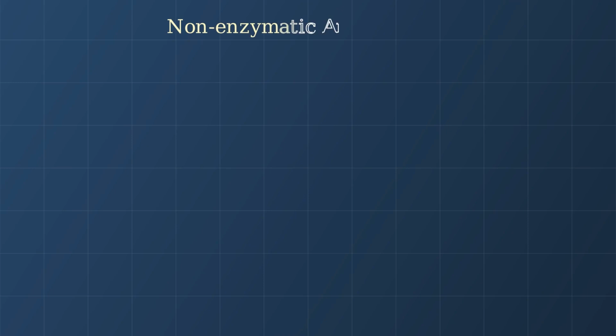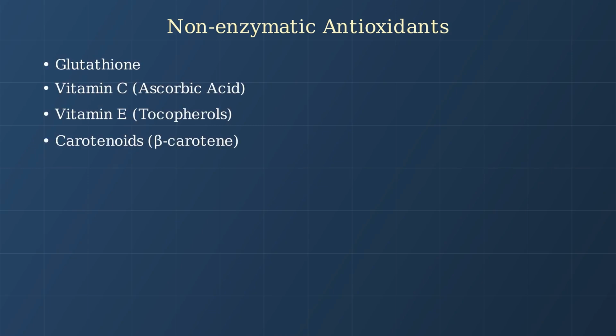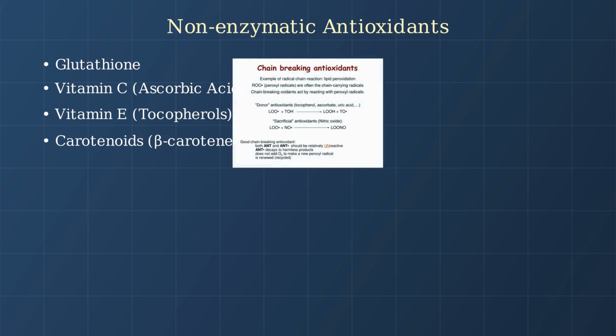Non-enzymatic antioxidants are molecules that can donate electrons to free radicals without becoming reactive themselves. These include molecules like glutathione, vitamin C, vitamin E, and various carotenoids. This diagram illustrates how chain-breaking antioxidants prevent radical chain reactions, particularly in lipid peroxidation. These antioxidants can be donor types that transfer hydrogen atoms or sacrificial types that form stable products with radicals.